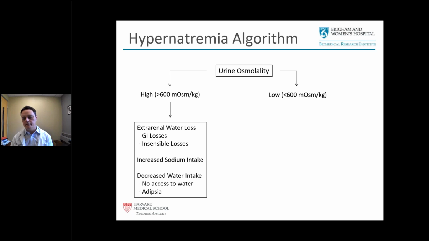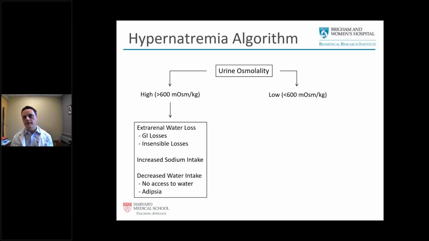If the urine osmolality is high, which it should be if you're hypertonic, if you've got too little water on board, your urine should be extremely concentrated. And if it is, that suggests that you've got extrarenal water losses, GI losses, insensible losses, and decreased water intake, no access to water, or adipsia, which is a lack of thirst, which is pretty rare, but I've seen it a couple of times. No access to water is really important here as well.